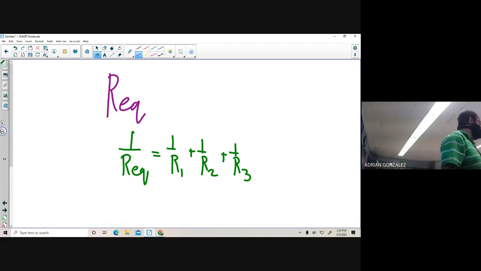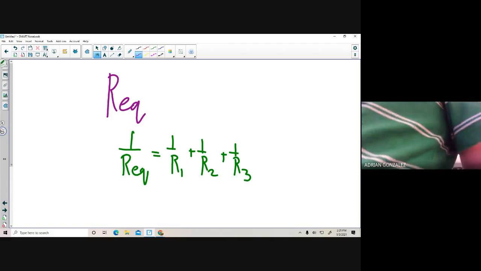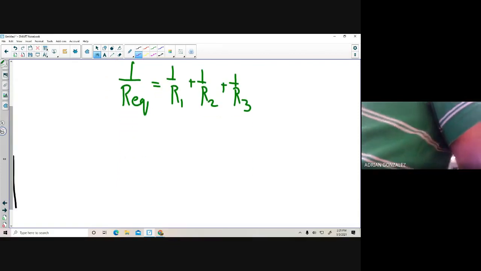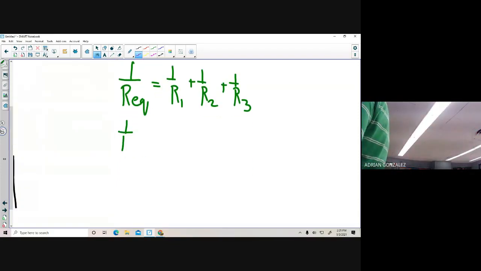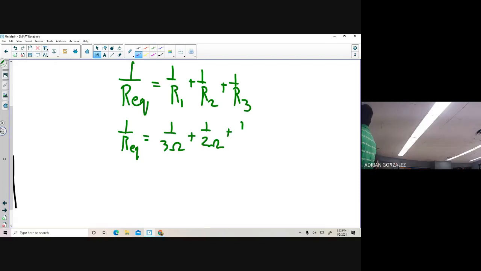Okay? How does this work? Well, let's find out. So we'll do the example that we're talking about. So what was my first resistor? How many ohms? 3. What's my second resistor? 2. What's my third resistor? 1. All right? So there we go.